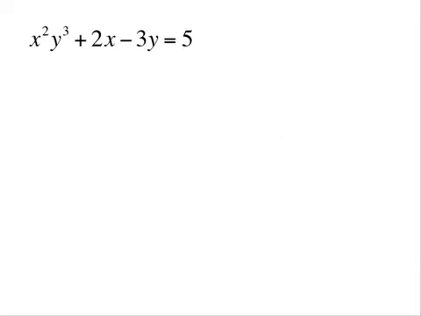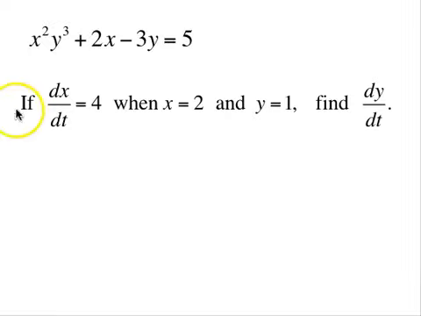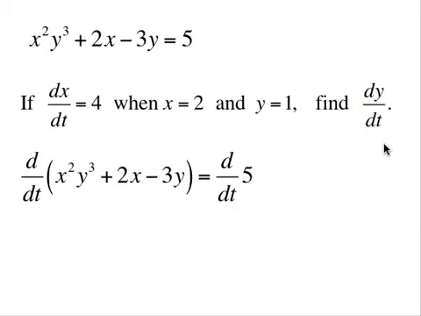We're starting with the equation x squared y cubed plus 2x minus 3y equals 5. And we want to find some information. We're told dx dt is 4 when x is 2 and y is 1. At that instance, what is dy dt? So we're going to take the derivative with respect to t to enable us to do that.